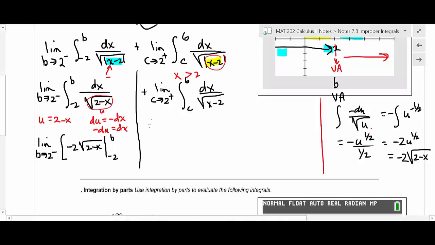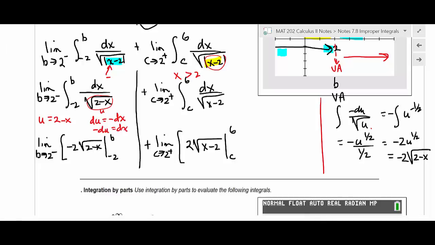This one is going to be the same thing. This is going to be the limit as c approaches 2 from the right-hand side. And then this one is going to end up looking almost the same. This one's going to be 2 square root of x minus 2. If you did use substitution on that, that's what you would get. And then you're going to go from c to 6 like that. Okay? So I'm bypassing and not spending a lot of time on the integration. All right, everybody with me on that, okay?